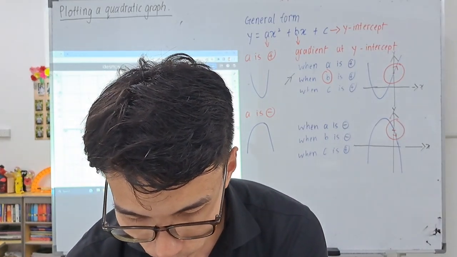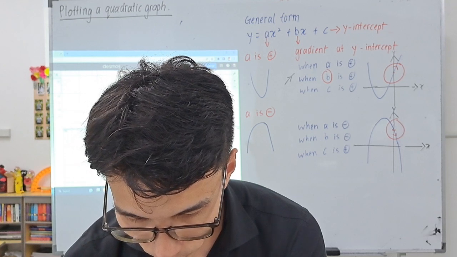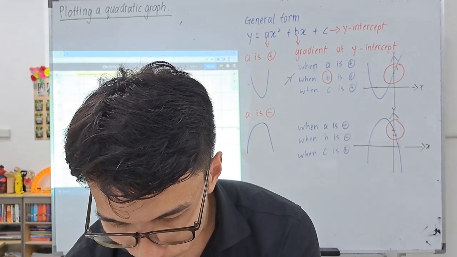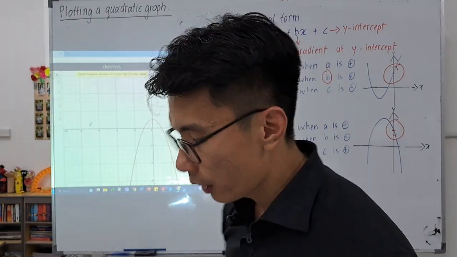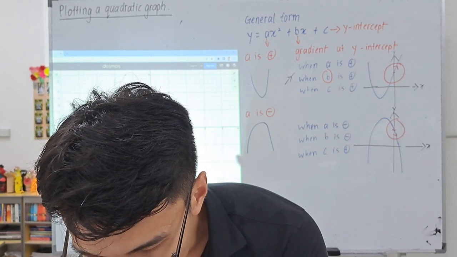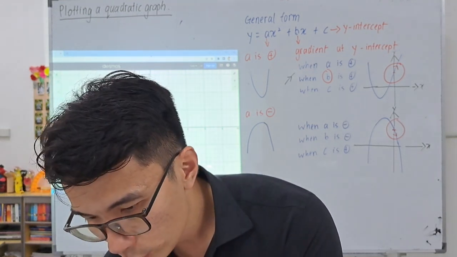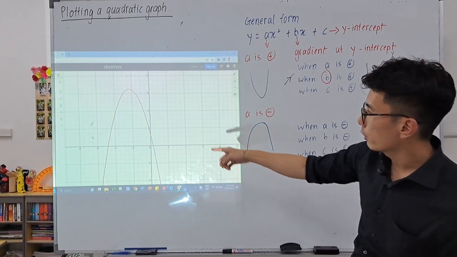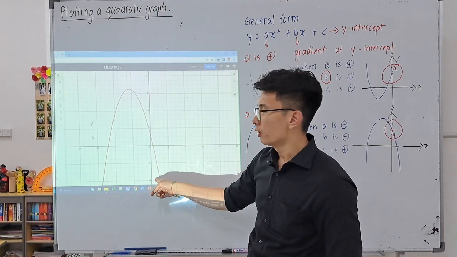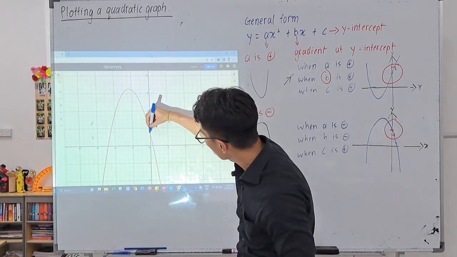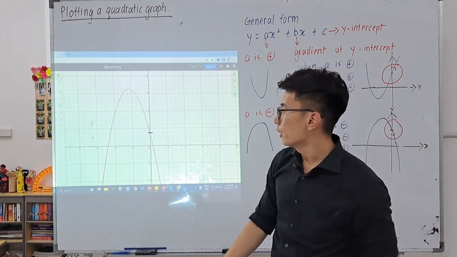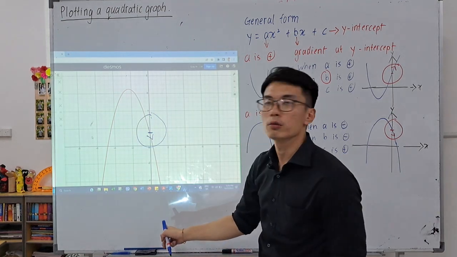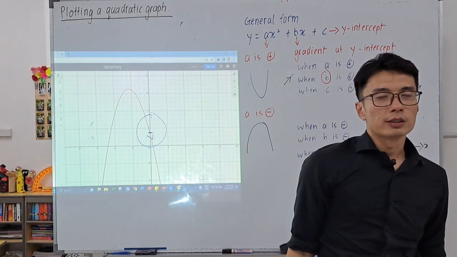All right, a negative value for A, a negative value for B, and a positive value for C. Take a look at the graph. It matches with our sketching, correct or not? A negative value for A, a sad face. A positive value for C, my y-intercept is cutting the positive part. And then the B value, the gradient at the y-intercept, is going downwards. Correct or not? So it looks something like this.